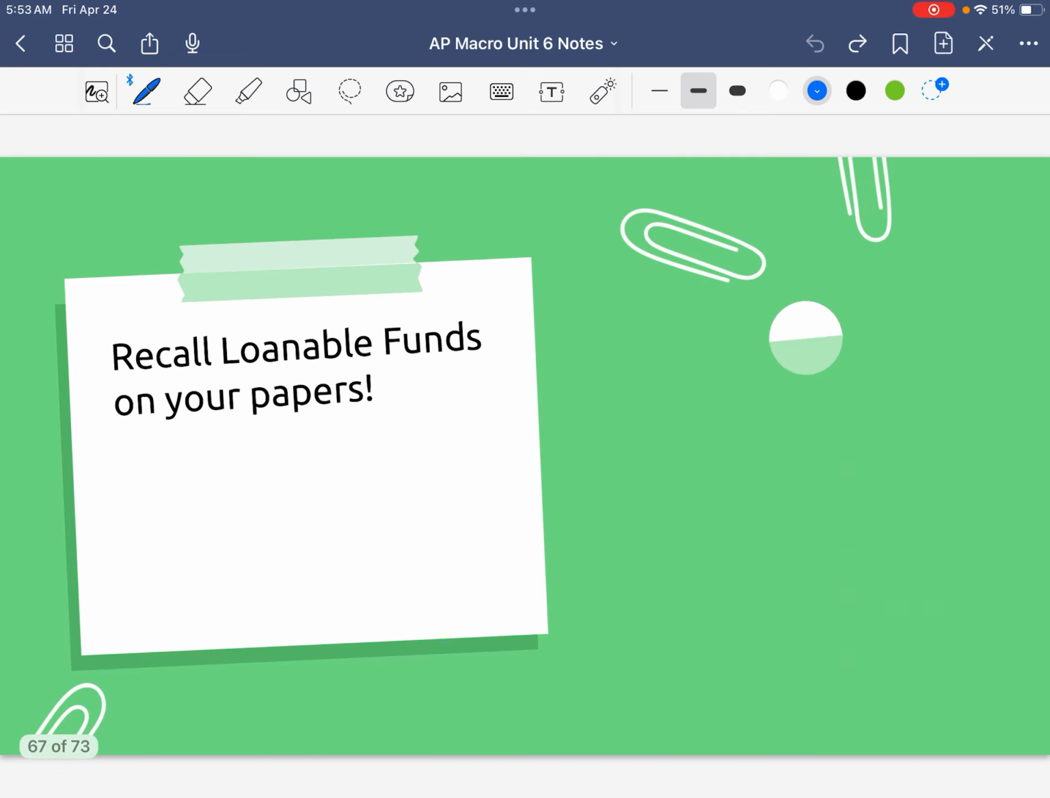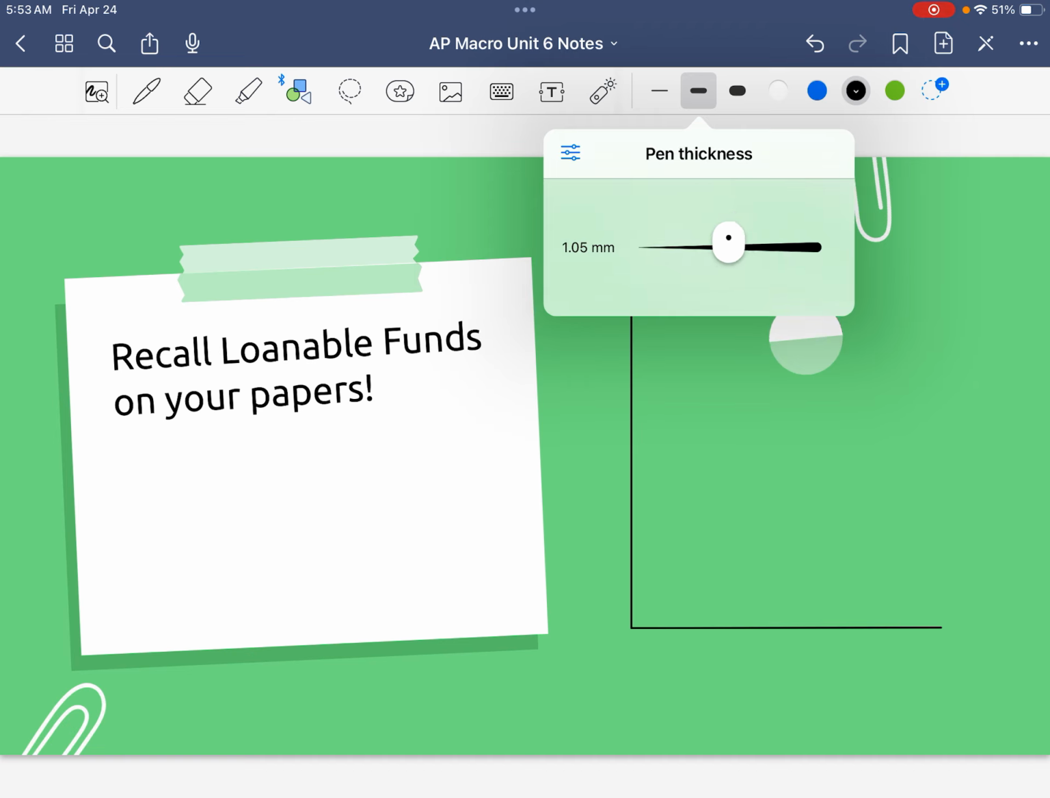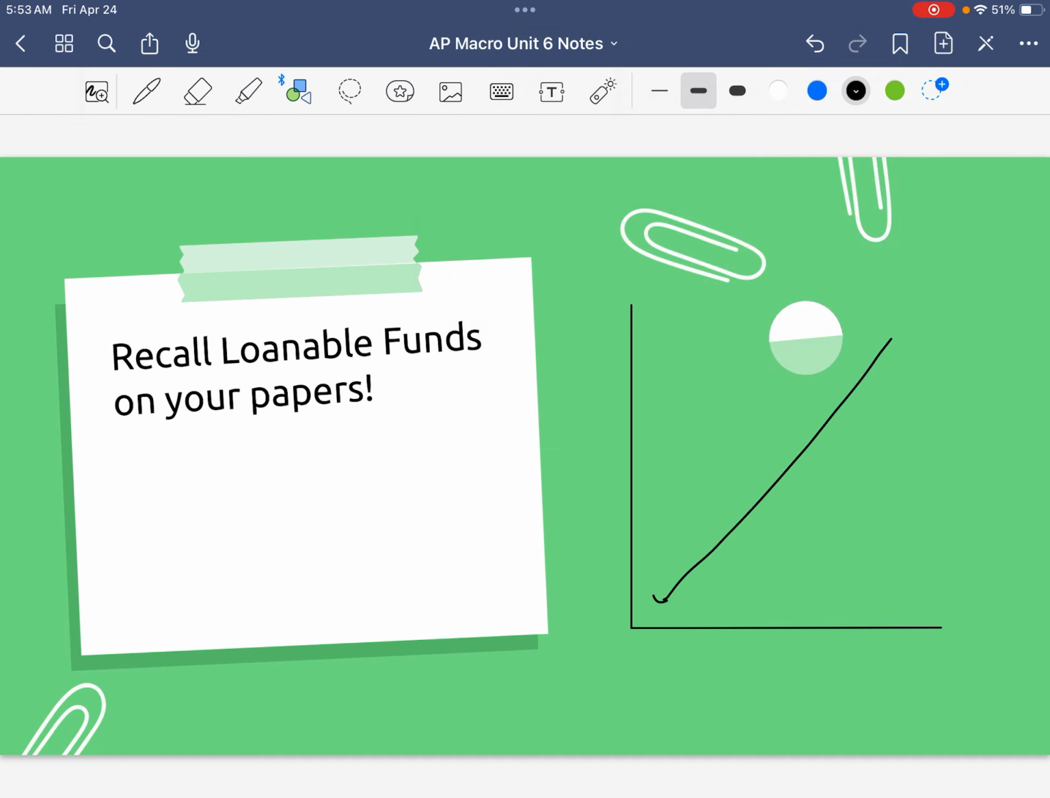So on your papers, I want you to go ahead and draw a loanable funds graph. And I will do it alongside you right here. So a loanable funds graph has X and Y axis. Let me make that a little bit bigger. Upward sloping supply, downward sloping demand. Your axis labels here are quantity of loanable funds and real interest rates.